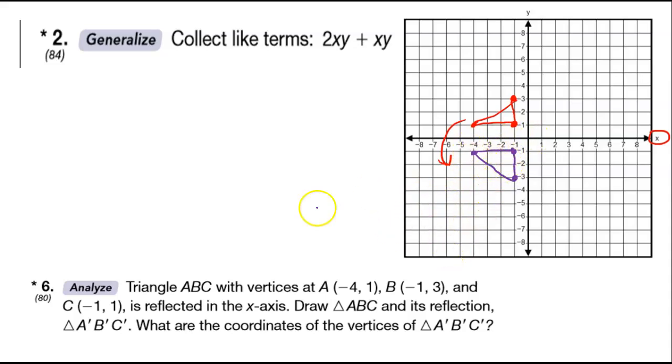triangle. So that's going to be negative 4, negative 1. Negative 4, negative 1, negative 1, negative 1, and negative 1, negative 3.